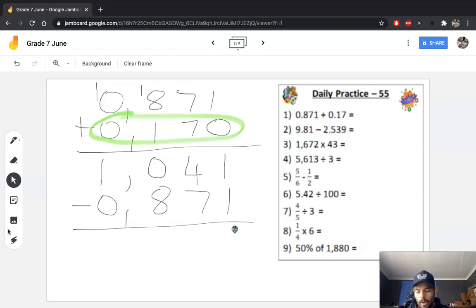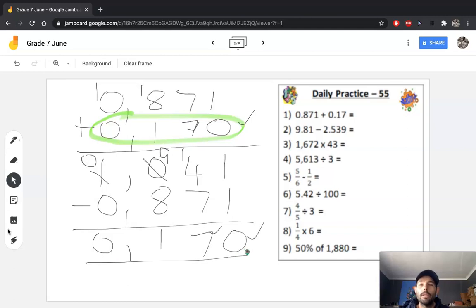1 minus 1 is 0. Okay, those two are good. I can't do 4 minus 7, so I need to borrow. So it becomes 14 minus 7, which is 7. So those 7s are both all good. 9 minus 8 is 1. The decimals line up. And 0 minus 0 is indeed 0. And I can see now 0,170 and 0,170 are identical. So my original calculation must be correct.